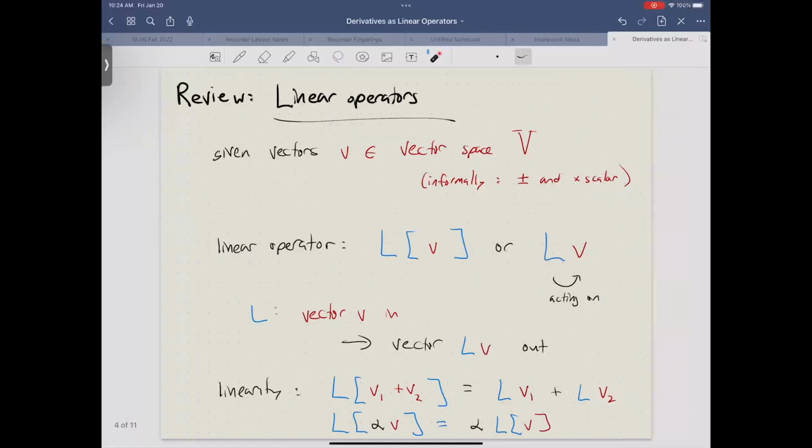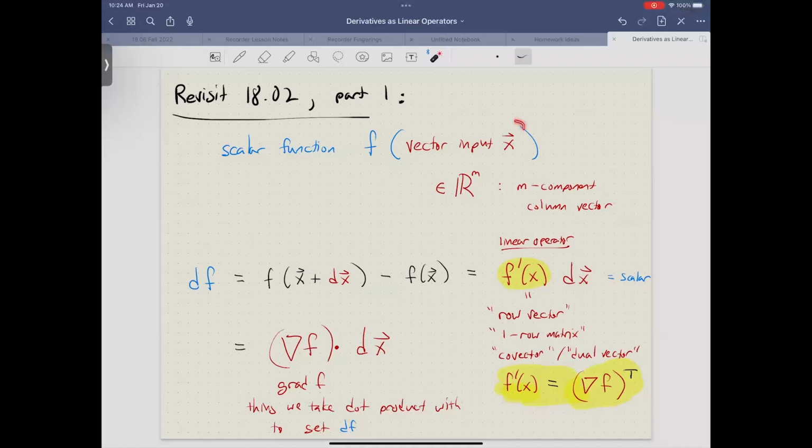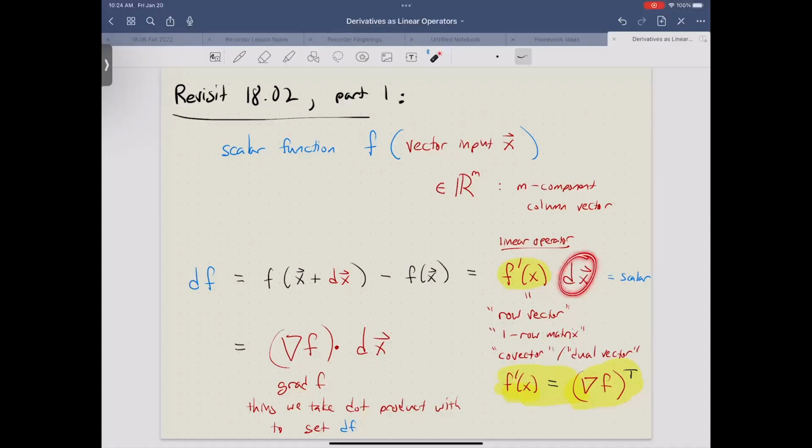But it also works for multivariable functions. So if the input x is a vector and the output is a scalar, then the derivative is a linear operator acting on a vector. dx is an arbitrary change in an arbitrary direction in this input vector that gives us the change in f, which is a scalar, and a linear operator on a vector that gives a scalar is a row vector, or a one row matrix, or a covector, or linear form.